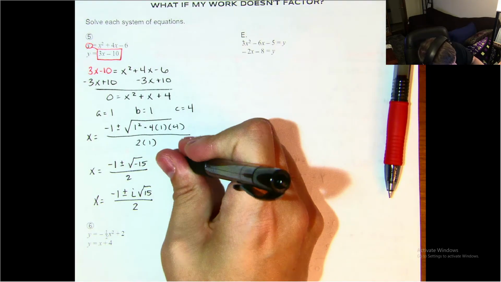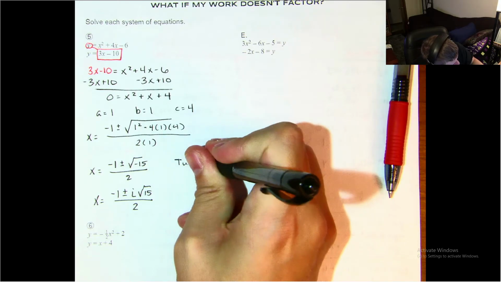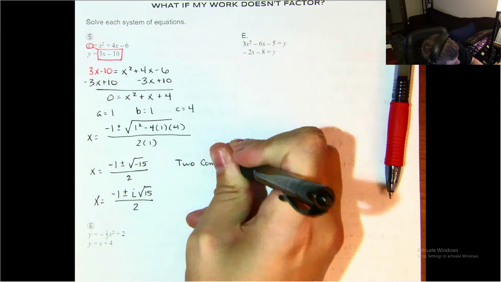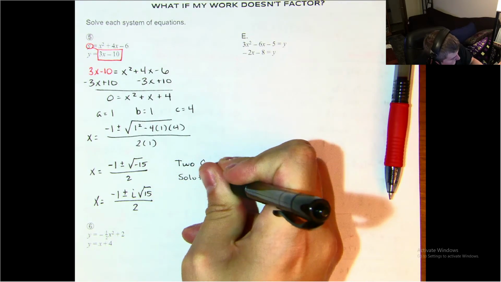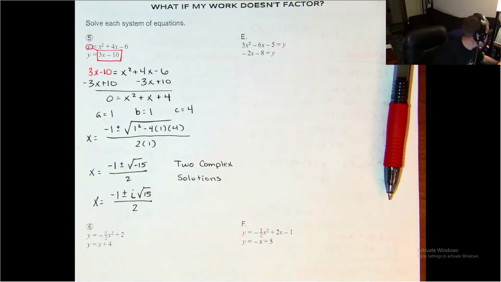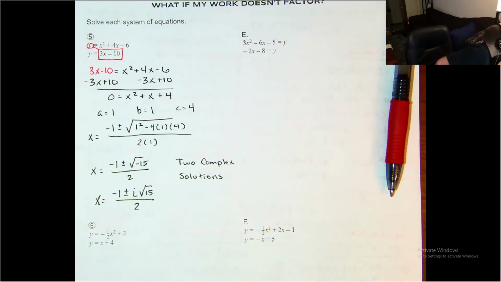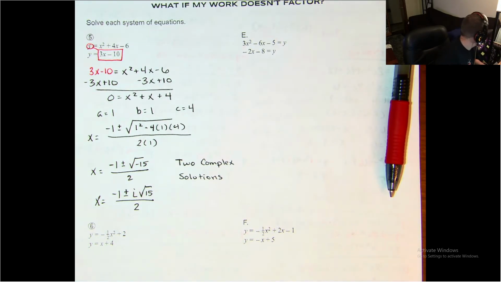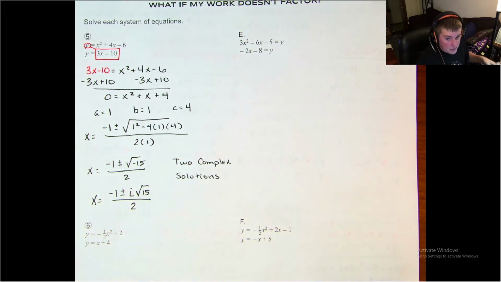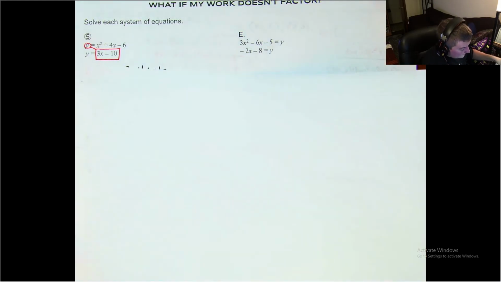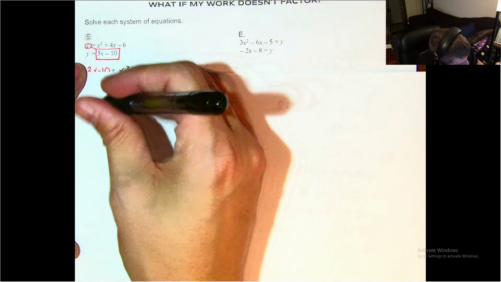So what does this mean? This means I have 2 complex solutions. Now, if you were very dedicated to actually finding the y value, you can find the y value, but it is going to require a little bit of work. So feel free to skip over this part if you want, but you can find the complex solutions if you wanted to.